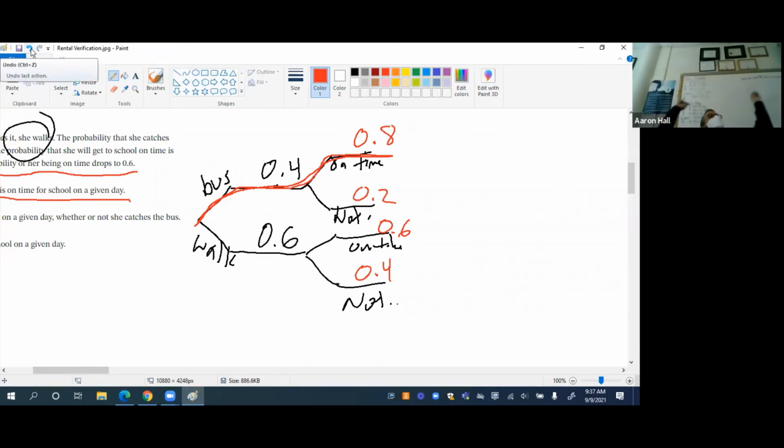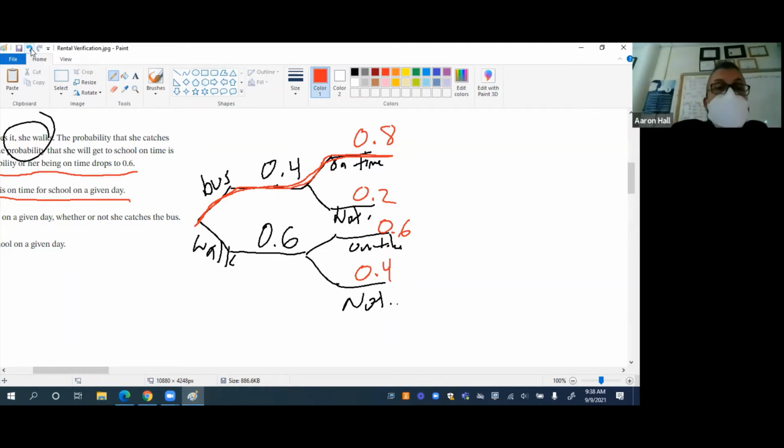Are these events dependent or independent? They're independent. Catching the bus and being on time, these are two different things that happen. So what do I do if they're independent? When I flip a coin twice, what's the probability of getting heads, heads? How do I figure that out? We figure them out separately and then we multiply.